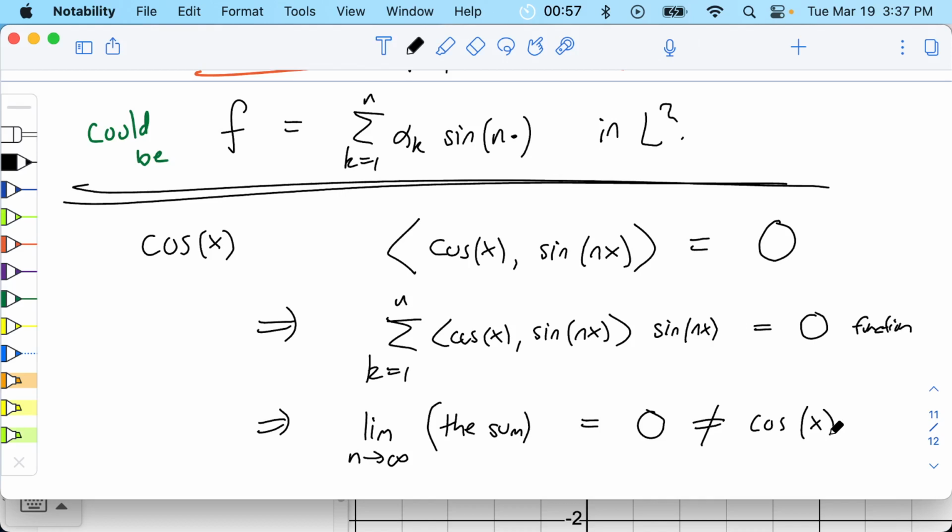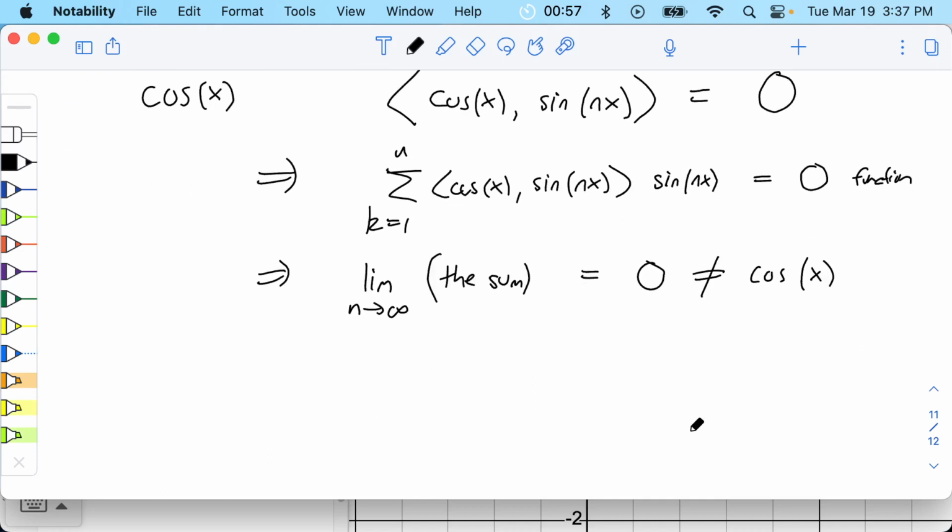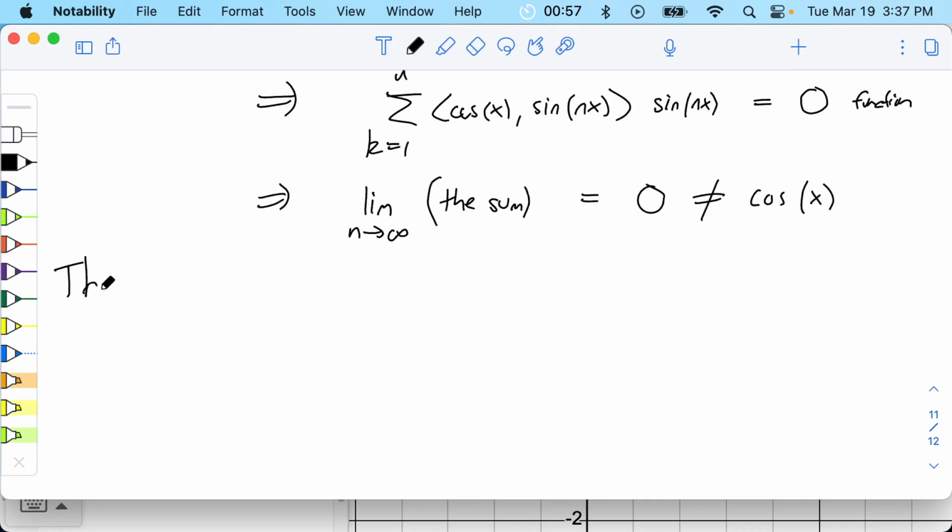You have basically just discovered this idea, which is the proof of the next theorem. Theorem 3.4.14.